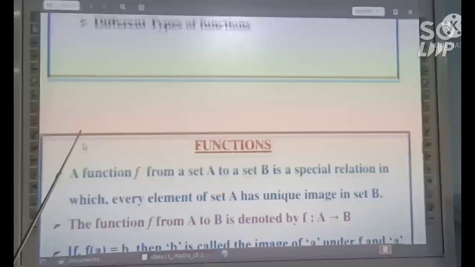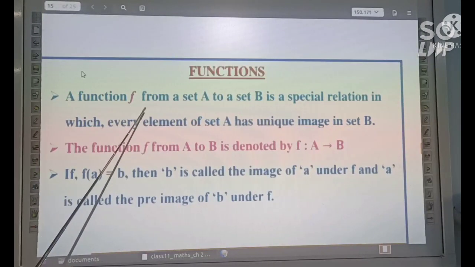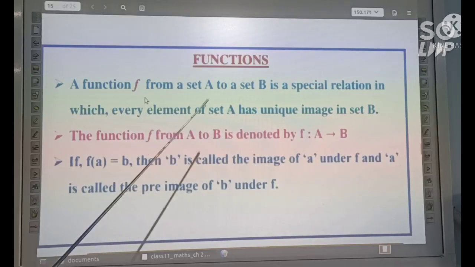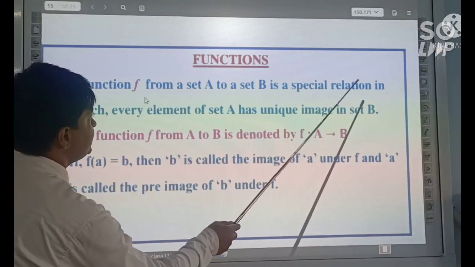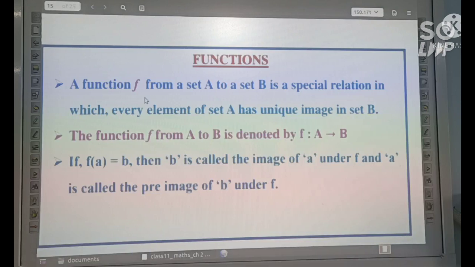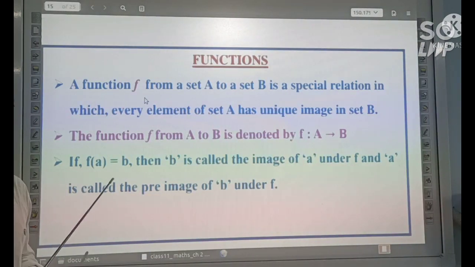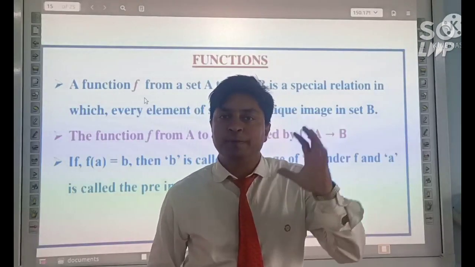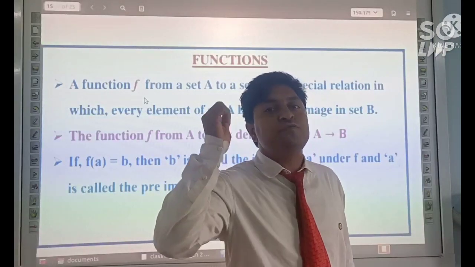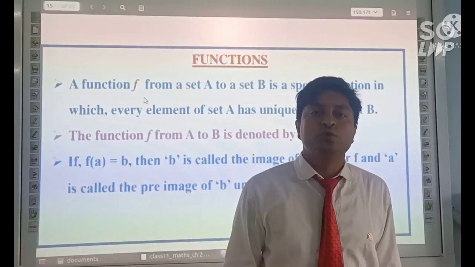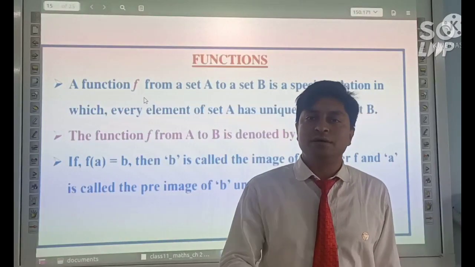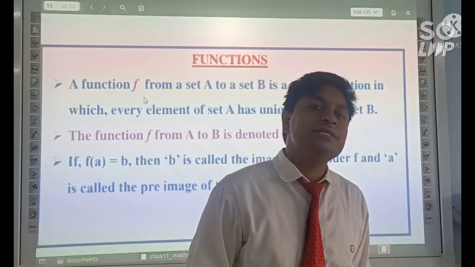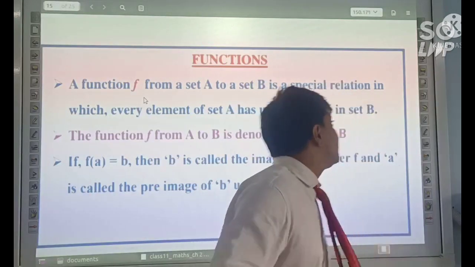Now the next is function. A function f from a set A to a set B is a special relation in which every element of set A has a unique image in set B. If this is the set A and this is the set B, if all the elements of set A have a unique image, then we say that this is a function. Otherwise, this is not a function.